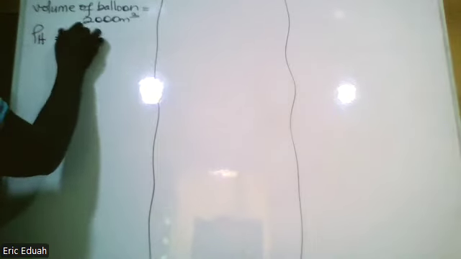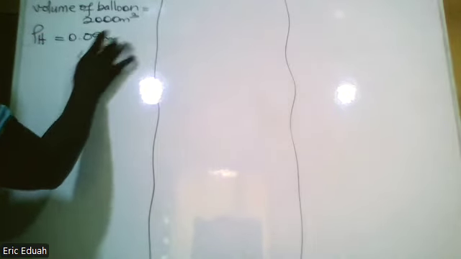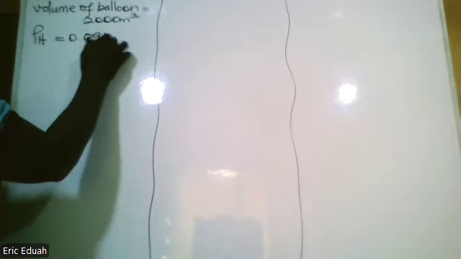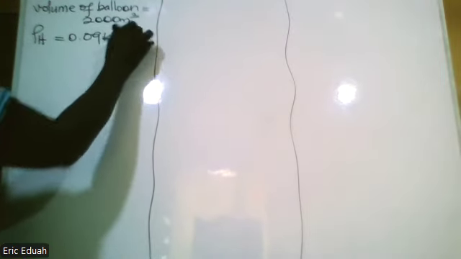And it is filled with hydrogen of density. So density of hydrogen is 0.09 kilogram per cubic meter.